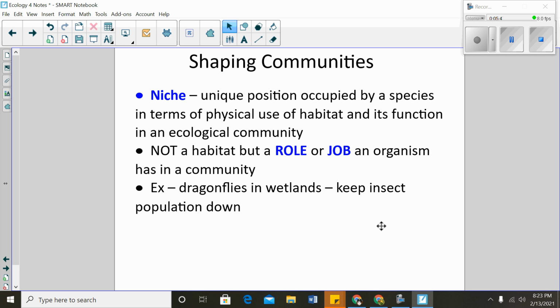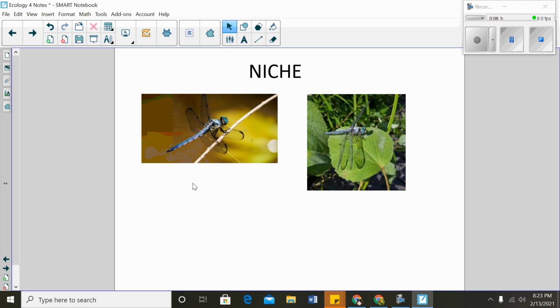Dragonflies eat insects. They keep the insect population down. If you took the dragonfly out of the wetland, particular insects' populations would increase, and then what they eat would actually go down. So you would really affect more than one population if the niche was destroyed, if you took away the dragonfly. Okay, so they're meant to eat certain insects to keep that population down. That's their job.